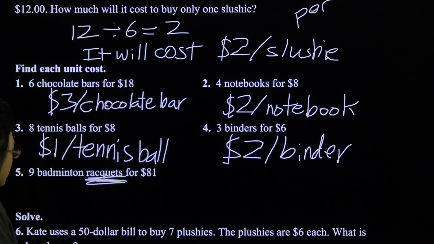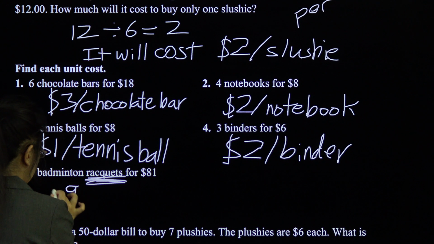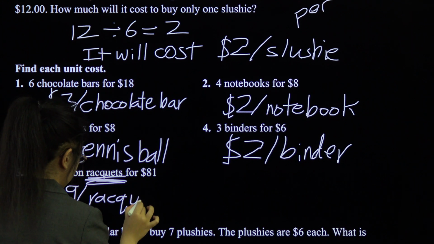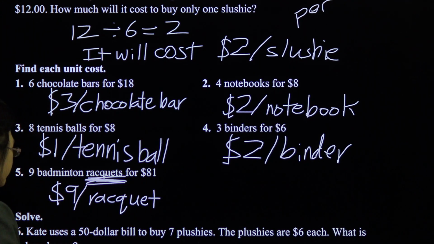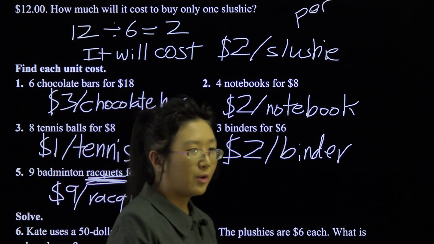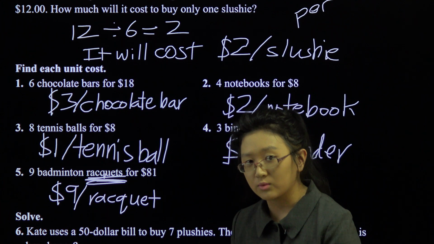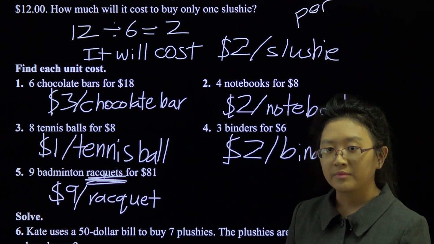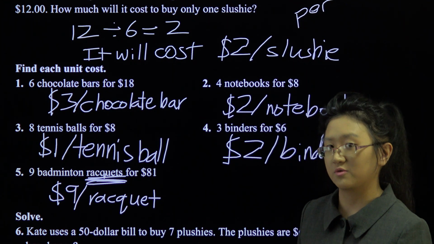For $81. 81 divided by 9 is 9. 9 times 9 is 81. $9 per racket. If you think about it, if it's $9 for every racket and I want to buy 9 rackets, then how much would I pay? Well, I would pay $9, which is 9 times 9. This is basically what unit cost is all about. Unit cost is, well, cost, which is money.